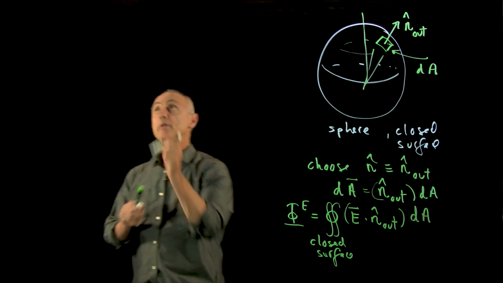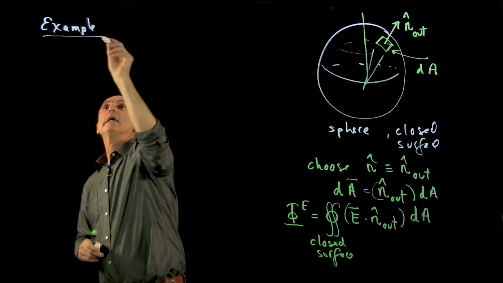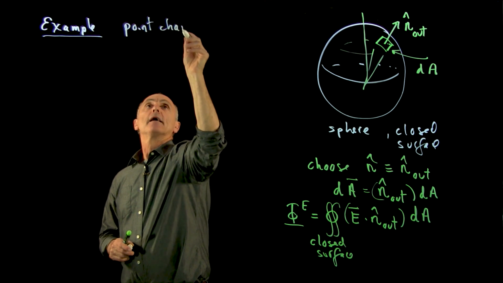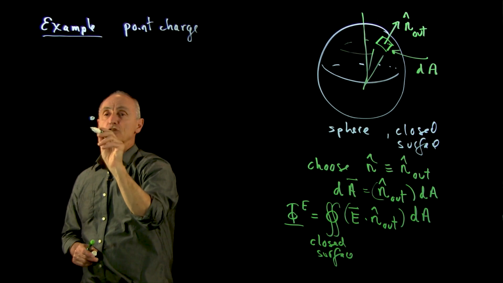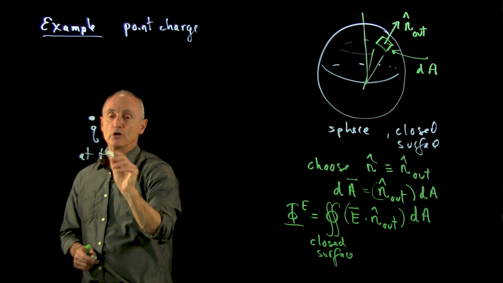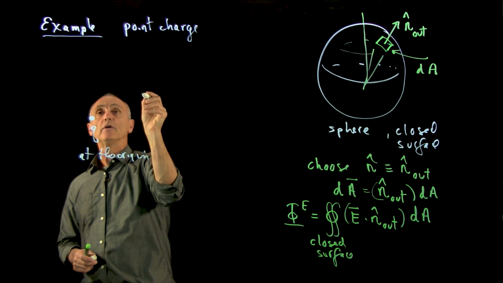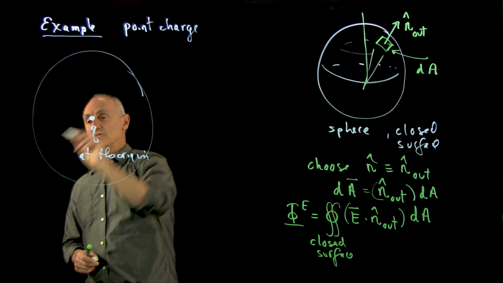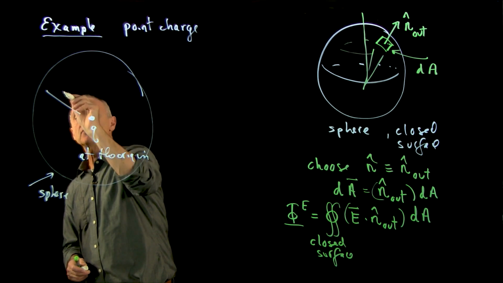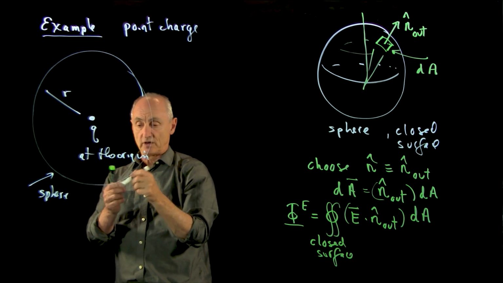Now, our first example, and by far the most important example, is a point charge. And so let's consider a point charge Q. And let's locate this at the origin. And I want to consider a sphere. So here is a sphere. And the sphere has radius r. And I would like to calculate the flux through this sphere.